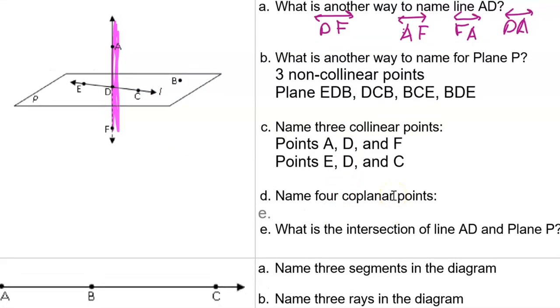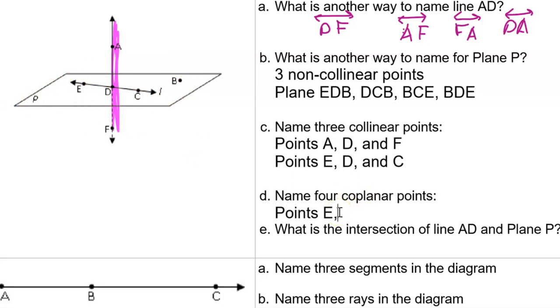Our next step is for coplanar points. And so I'm going to look at the plane and consider points that are all on that plane. So I see points E, D, C, and B.